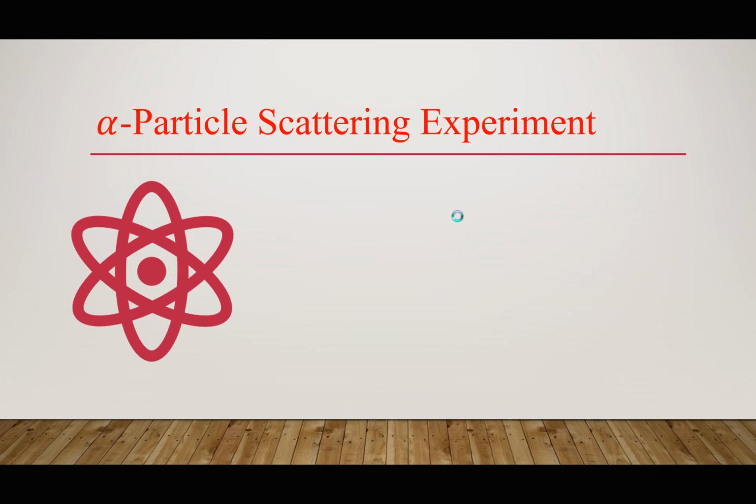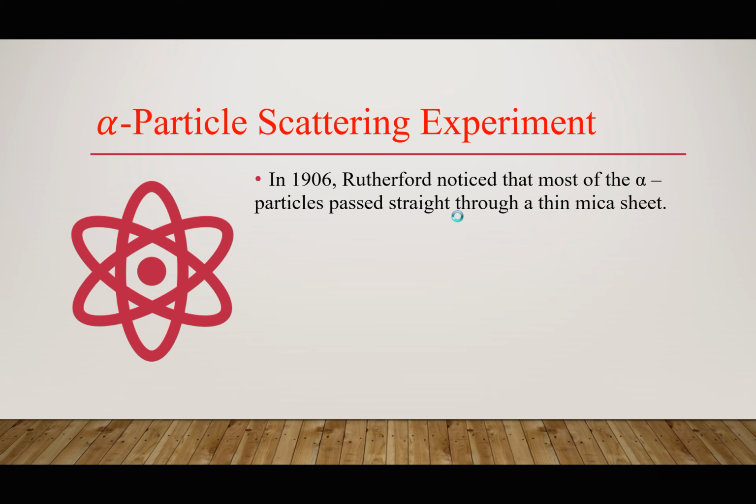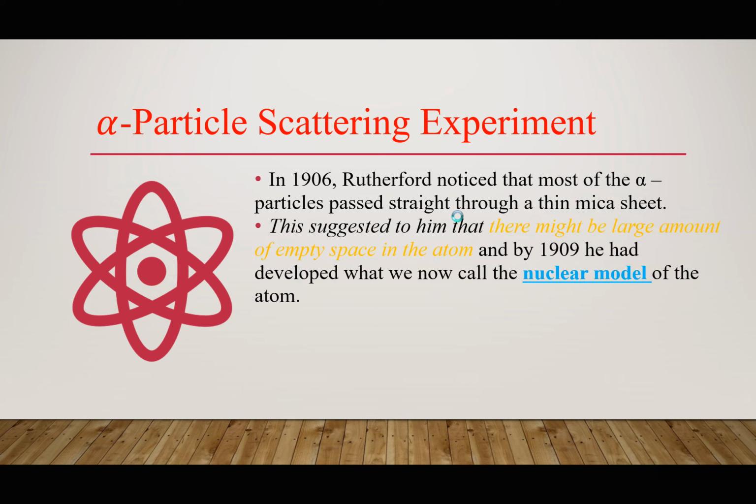So it means J.J. Thomson's model was not sufficient enough to explain why most of the alpha particles were just going straight through the atom, most of them without even any deflection, or most of them with very little deflection. So in 1906, Rutherford notes that most of the alpha particles passed straight through a thin mica sheet, and this suggested to him that there might be large amount of empty space in the atom. And I'm saying that by 1909, he had developed what we today call the nuclear model of the atom.